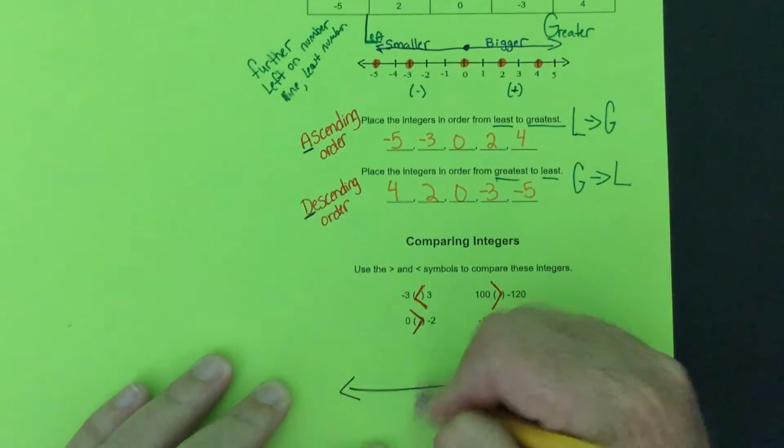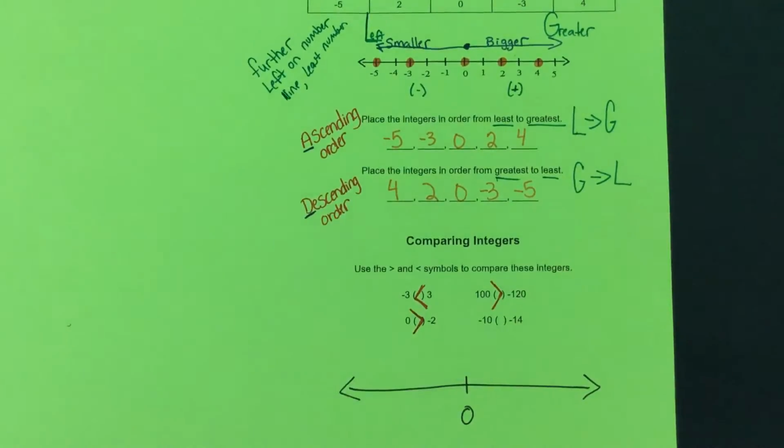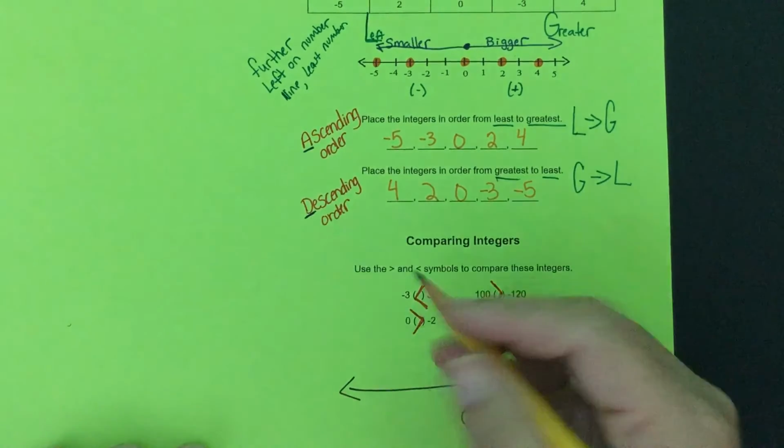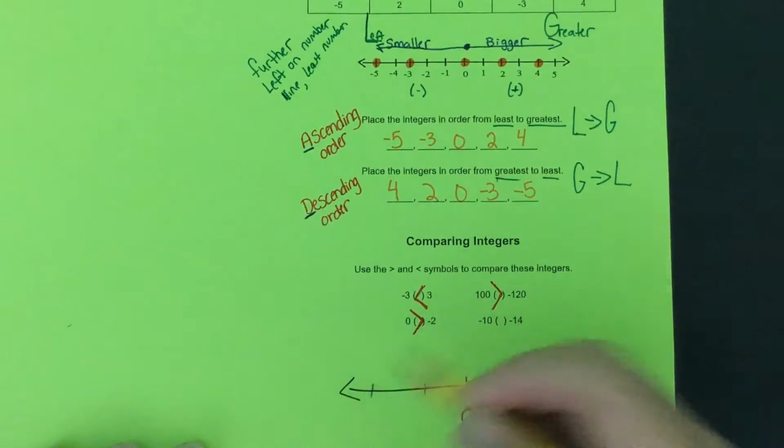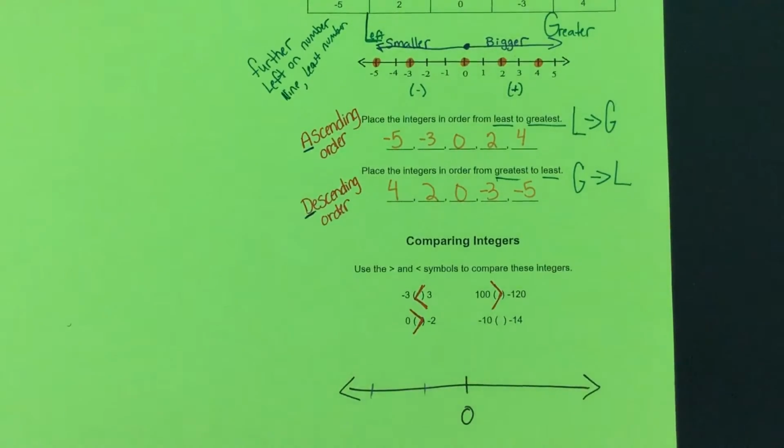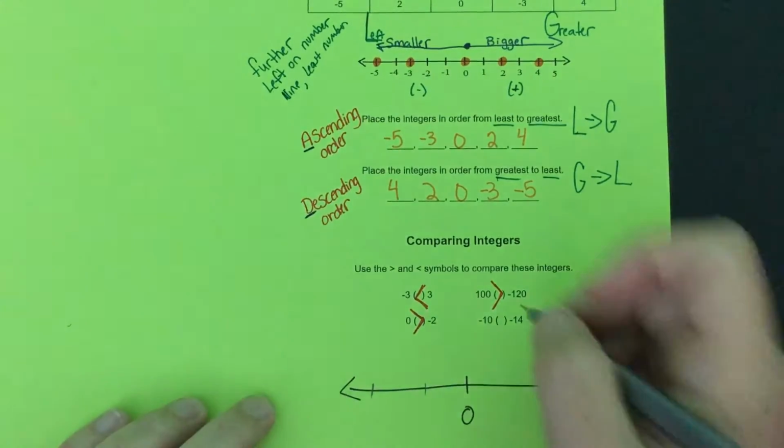And last but not least, negative 10 and negative 14. Negative 10 would be closer to 0. Negative 14 would be farther from 0. Very good. So negative 10 would be closer to 0, and negative 14 is going to be further away, still on the left side. So then which one is going to be greater? Negative 10 will be greater than negative 14.